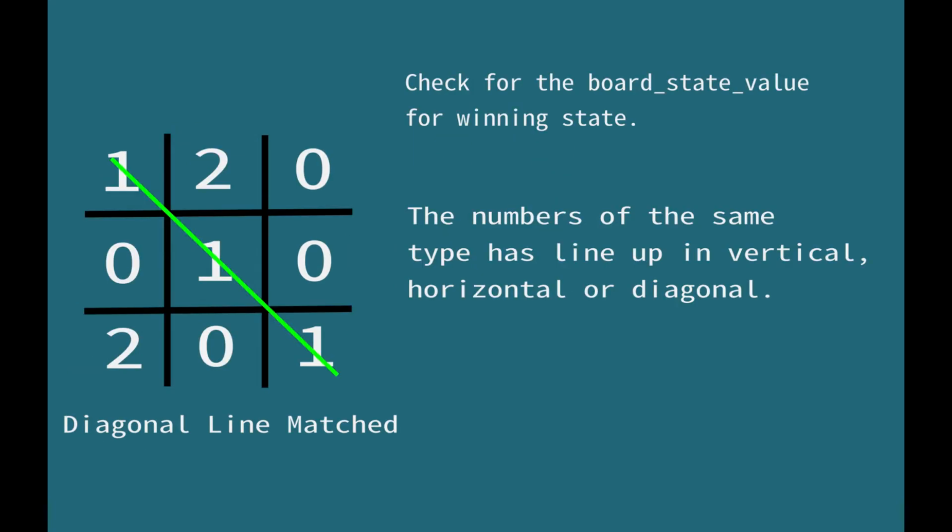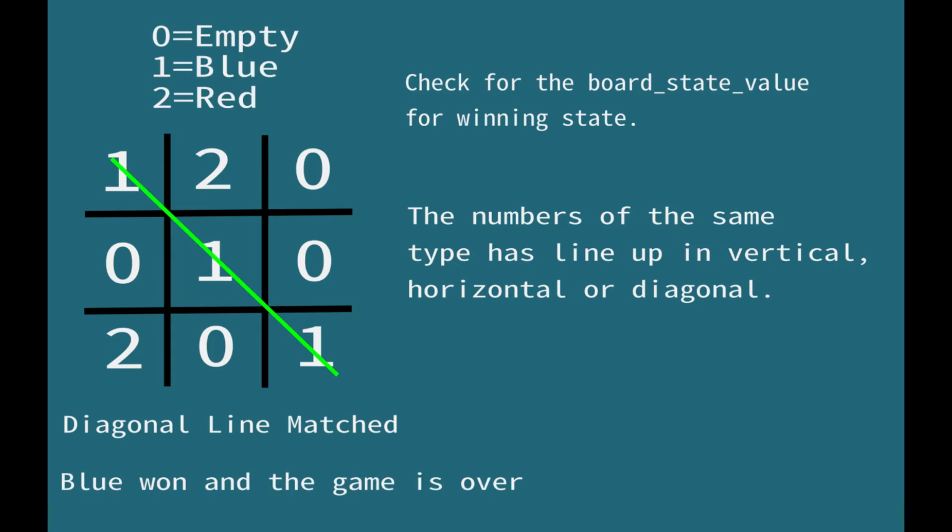And after that, we will check the board state value for a winning state. A winning state is when the numbers of the same type have lined up vertically, horizontally, or diagonally. If you look at the board, this one has 1 1 1 lined up in a diagonal, so it is matched. And 1 represents blue, so that means blue won and the game is over.